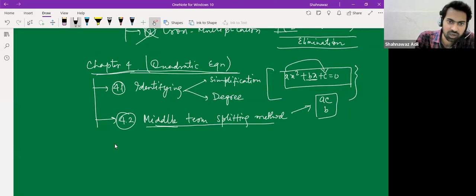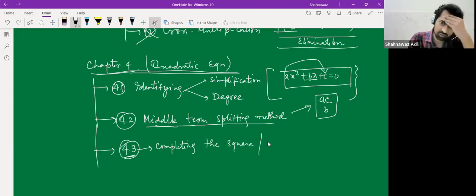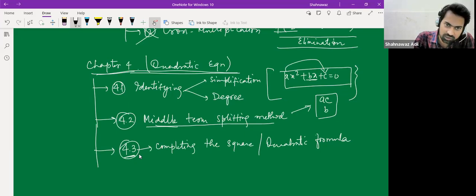Yes, sir. Okay, the next topic that I am skipping is 4.3. Actually, it was the old syllabus. So this was completing the square and the quadratic formula. This was in the old 4.3, but this is not in the syllabus, and the new 4.3 is the nature of roots.